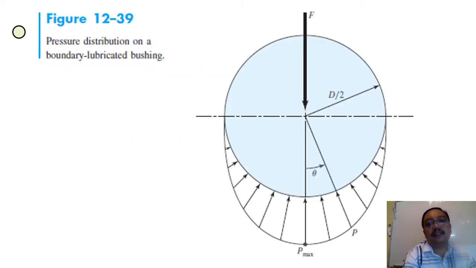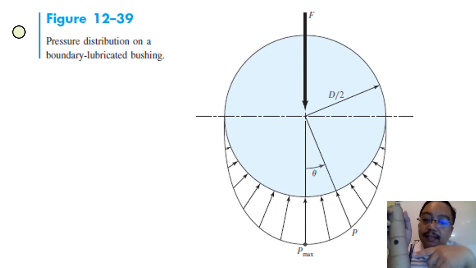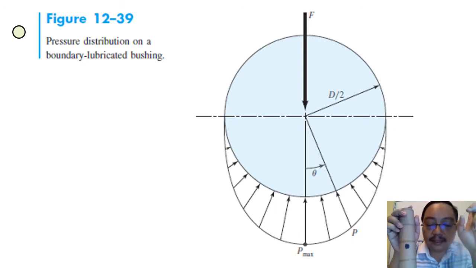This is the pressure distribution on a boundary lubricated bearing. This has been explained in the first video when we were talking about hydrodynamic theory from Petroff and Tower. You see the pressure distribution is high at the center and becomes lower at the side. I explained that in that video.